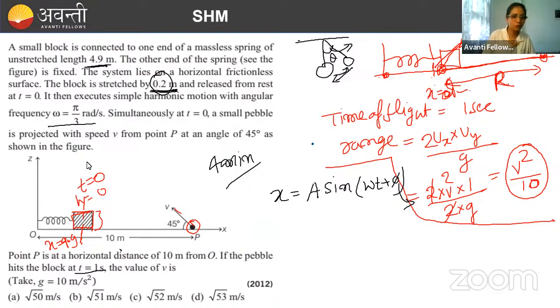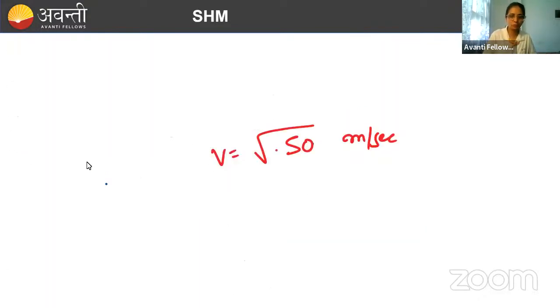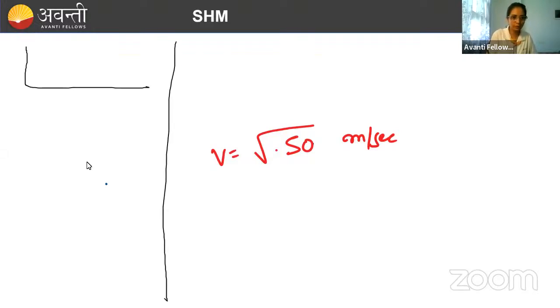So at t equal to 0, what is the value of x? Sorry, at t equal to 0, x was not 4.9. At t equal to 0, it was further stretched by 0.2 meter. Done. So, are you getting my point? Wait a second, let me draw it. What was happening here? Let me focus on the block. So here this was the spring and here this was, okay.